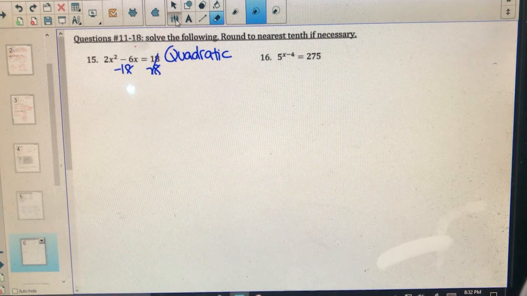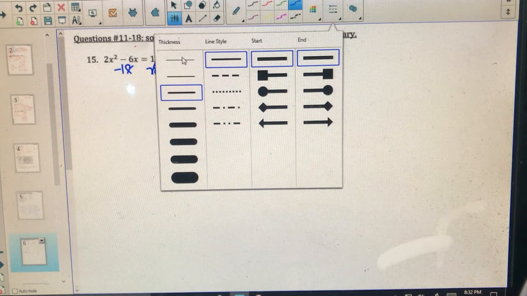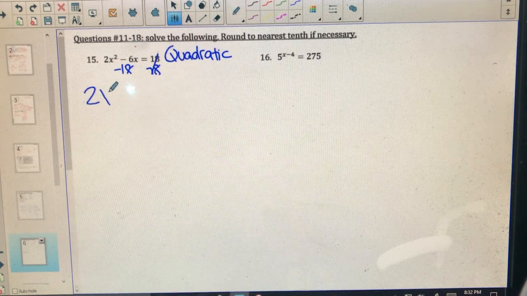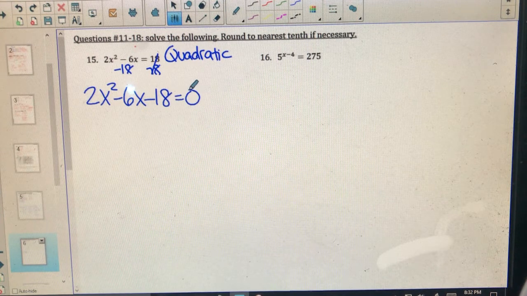Now, this board has had enough for today. All right, let me just rewrite that real quick. I have 2x squared minus 6x minus 18, and that's equal to 0.